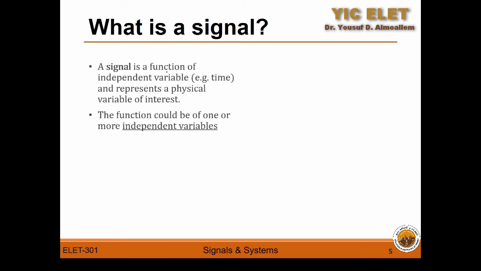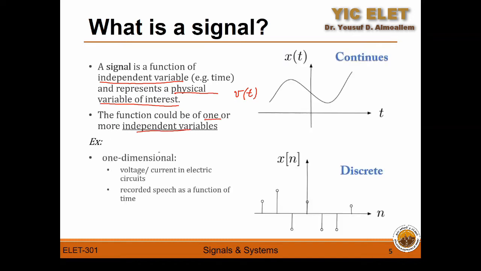So what is a signal? It is a function of an independent variable, for example time, that represents a physical variable of interest like voltage. So it is voltage as a function of time. That is a signal. The function could be of one or more independent variables. For example, if we want to see a one-dimensional signal, a voltage or current in an electrical circuit is a good example. Another example is recorded speech as a function of time.